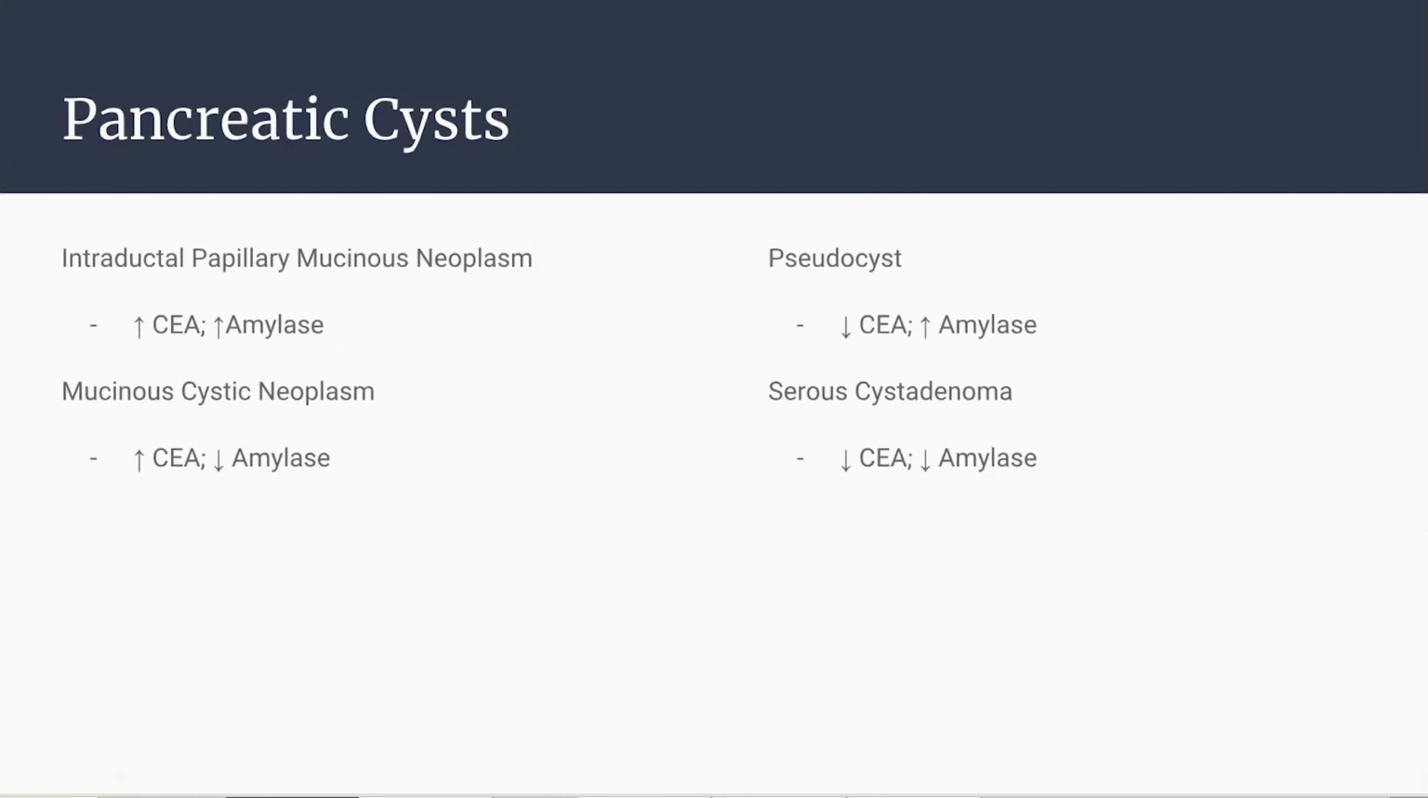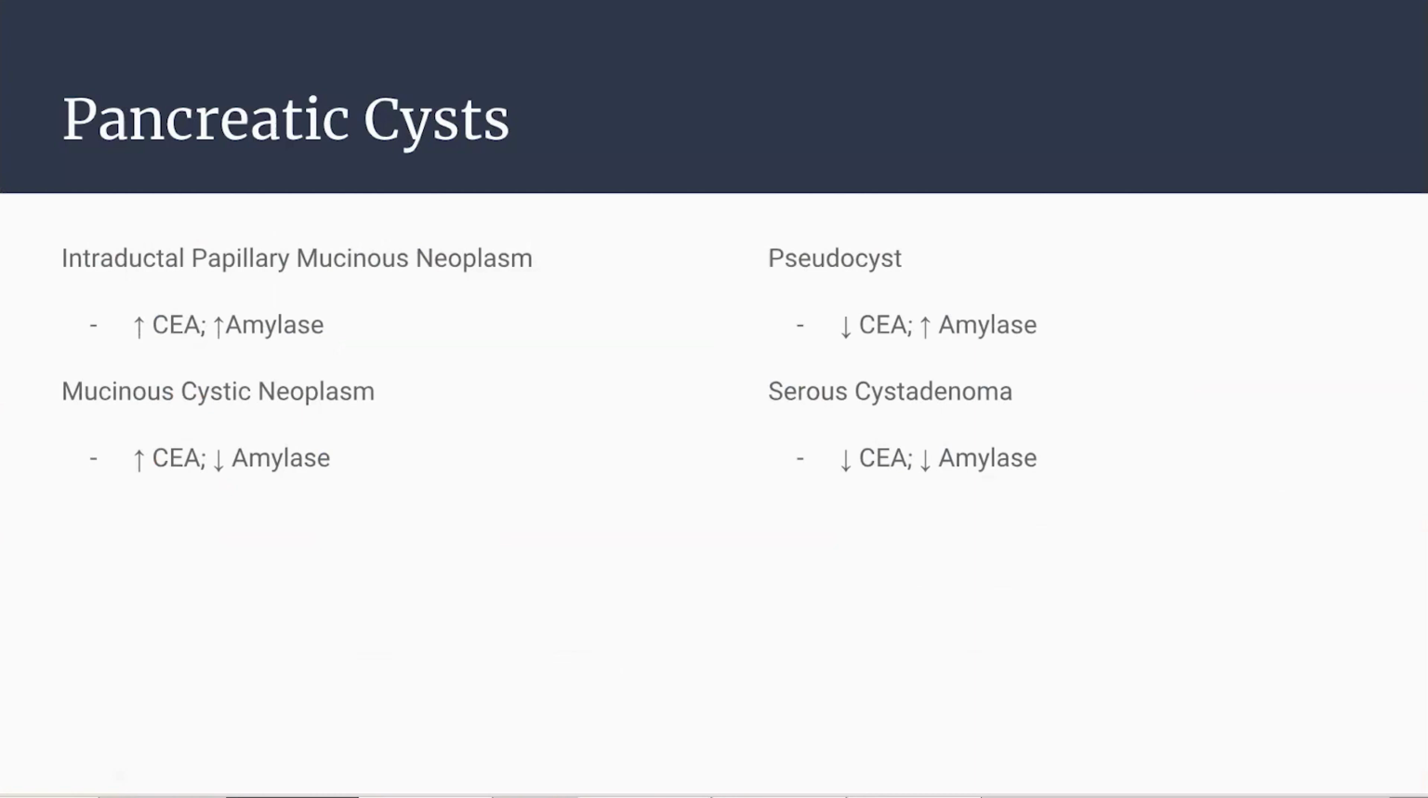IPMN will have elevated CEA and amylase levels. This is because they contain mucin and they connect to the main pancreatic duct. Mucinous cystic neoplasms will have elevated CEA because they contain mucin, but they do not connect to the main pancreatic duct, and therefore there is no elevation in amylase.